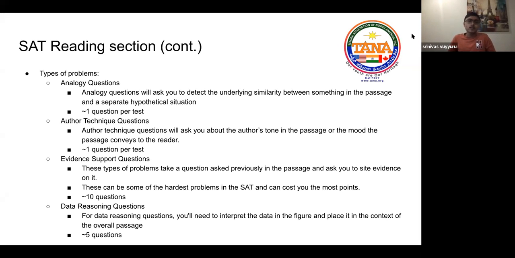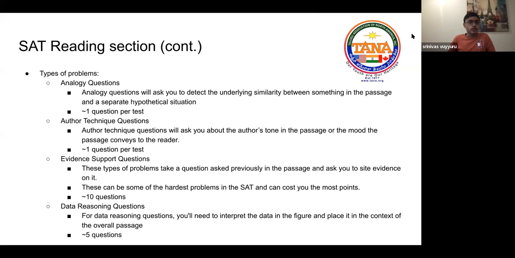You have author technique questions, which ask you about the author's tone and what the mood of the author is when he's trying to convey whatever he's trying to convey to the reader. This is also around 1 question. Again, not really important, but still you should know how to do these.